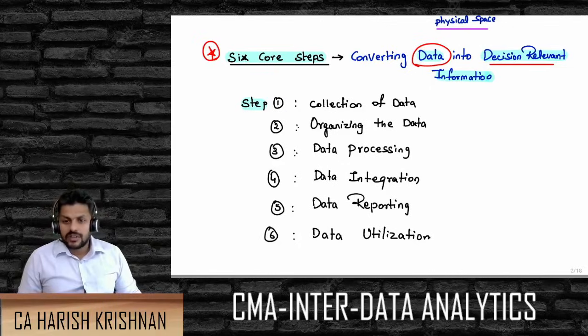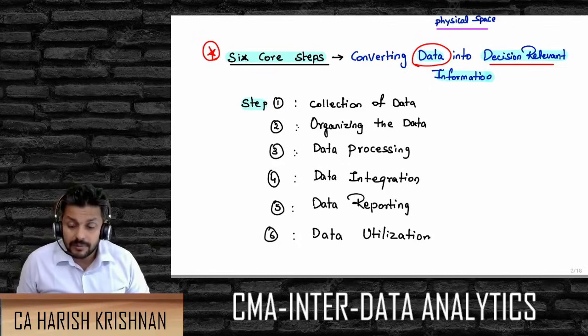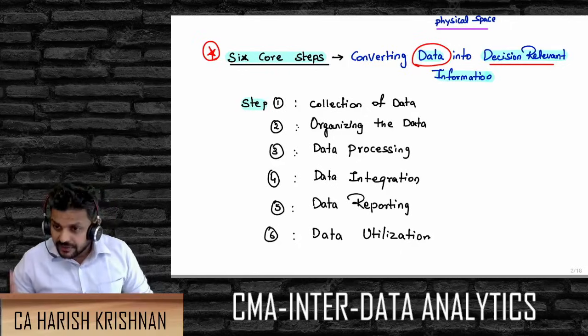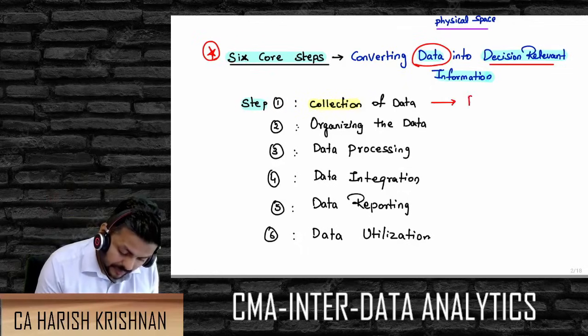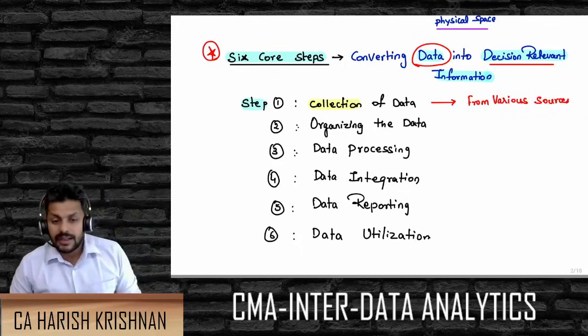First and foremost thing, to convert data into information. From that information you will have to make a lot of decisions. We will do it later, but first collect the data. In fact, where do you collect the data? From various sources, right? Those of you who have completed the syllabus, you know this. We have repeated this so many times, right?